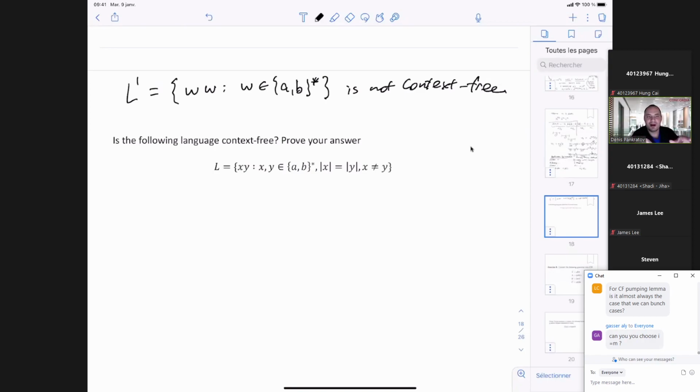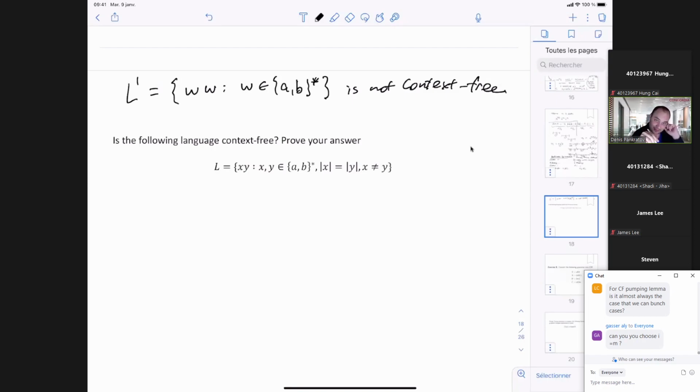Okay, so L prime, where your string has even length, and if you split it into two halves, the first half is equal to the second half, this language is not context-free. This question says, what if you have a string, which is again of even length, you split it into two halves, X and Y, and now X is not equal to Y. Is it context-free or not?